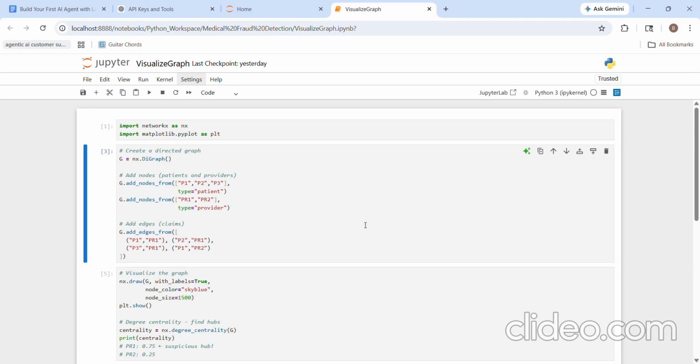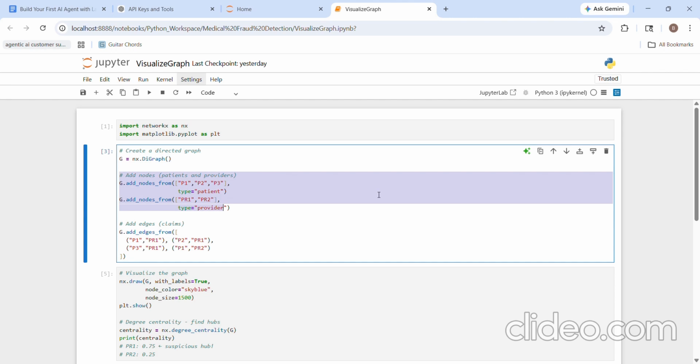Now, let's write some Python code for building a small graph. Here we are going to build a small healthcare claim graph using NetworkX. We will also visualize it and use centrality measures to identify the suspicious nodes. This is beginner friendly, and it's going to be the exact foundation of what we are going to build in the next coming episodes.